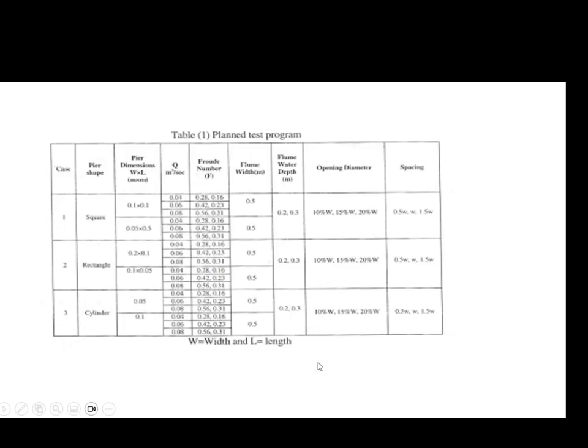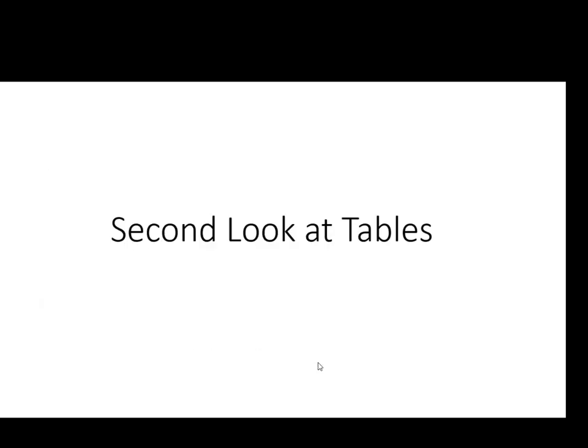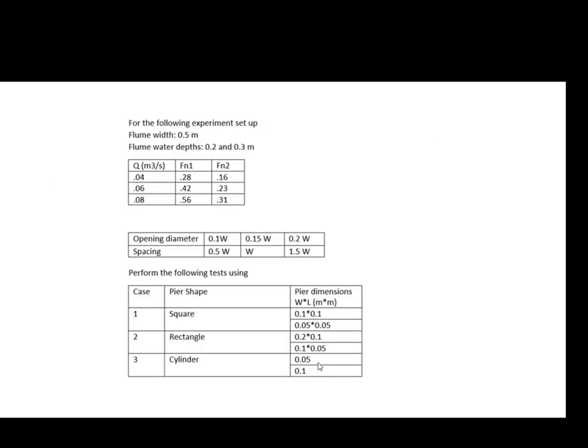Therefore, there are two numbers that are repeated. So I converted this one table into only three tables with a note at the beginning to make the information more readable. And this is what I call a second look at tables.